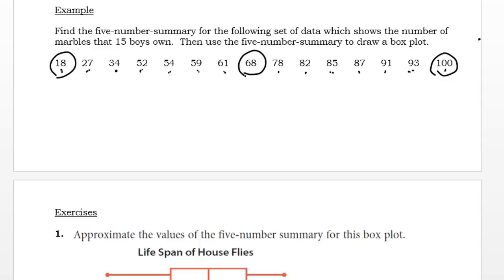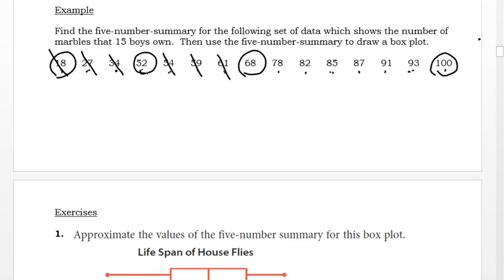This is where, when we match up our data, we match up the 18 with the 61. We do not match up the 18 with the 68. We do not use the median when finding our quartile. But then we're going to continue just like finding the middle. We're finding the middle between the 18 and the 61. So 27 to 59, 34 to 54, and 52 is the first quartile.